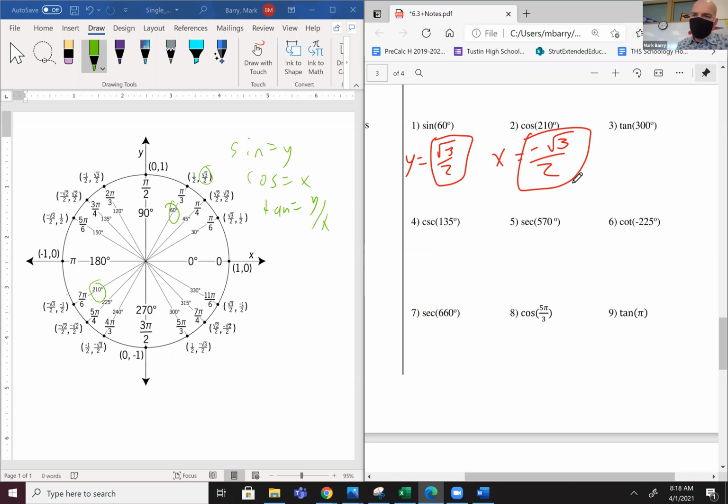Okay, so let's do another one then, tan of 300 degrees. So now I'm gonna go to 300 degrees down here, bottom right, okay? And we know tan is y over x. So y is negative rad 3 over 2. X is a positive 1/2. So I have negative rad 3 over 2 over 1/2.